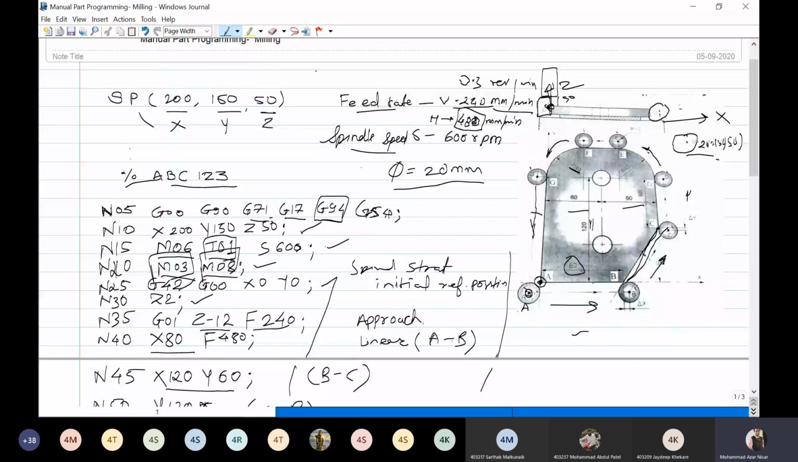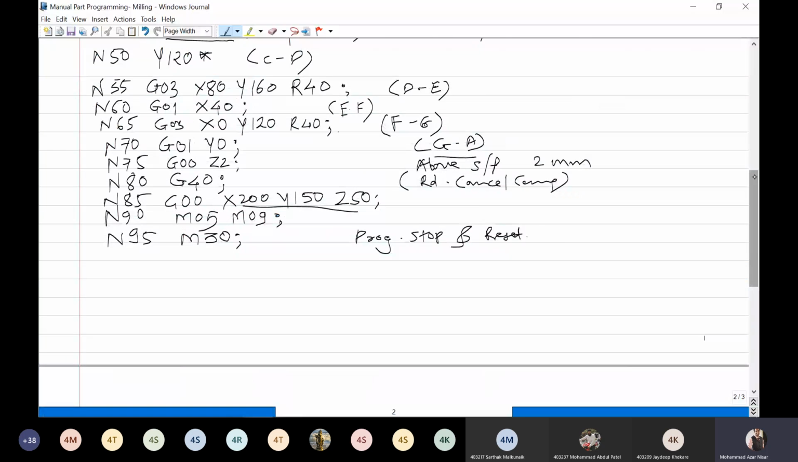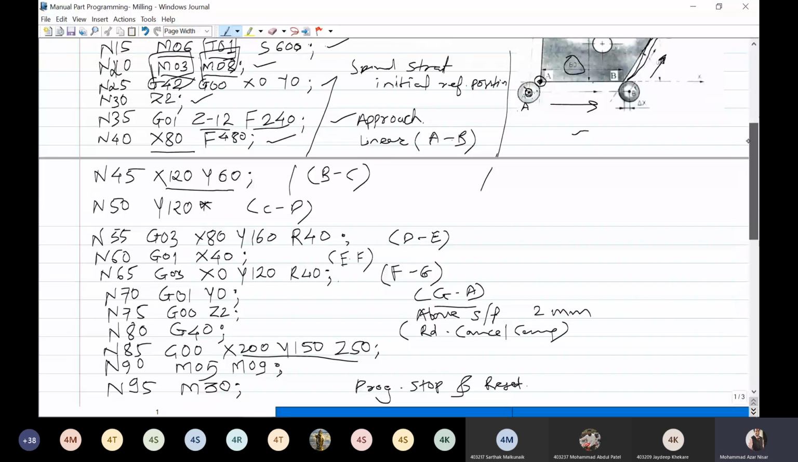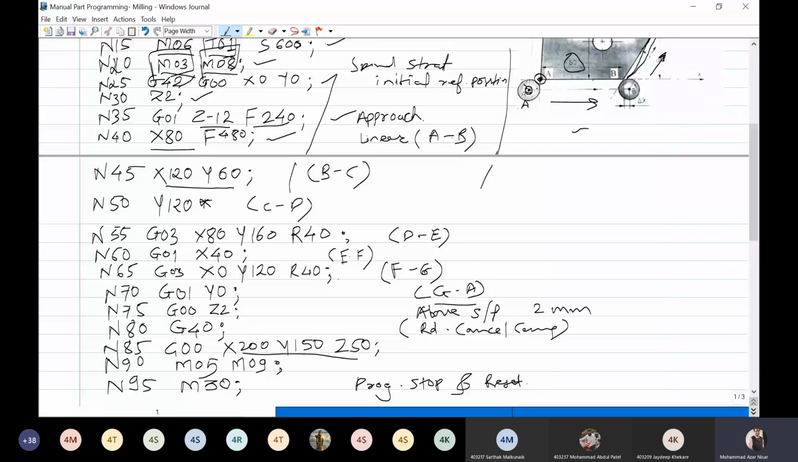Next you cut from A to B. You first approach the tool with a feed rate of 240 mm per minute. Then you move the tool from A to B. After that there is simultaneous X and Y motion because the linear interpolation is slanted, at an angle. So you have taken X and Y here, and B to C is completed. Then C to D is also linear.